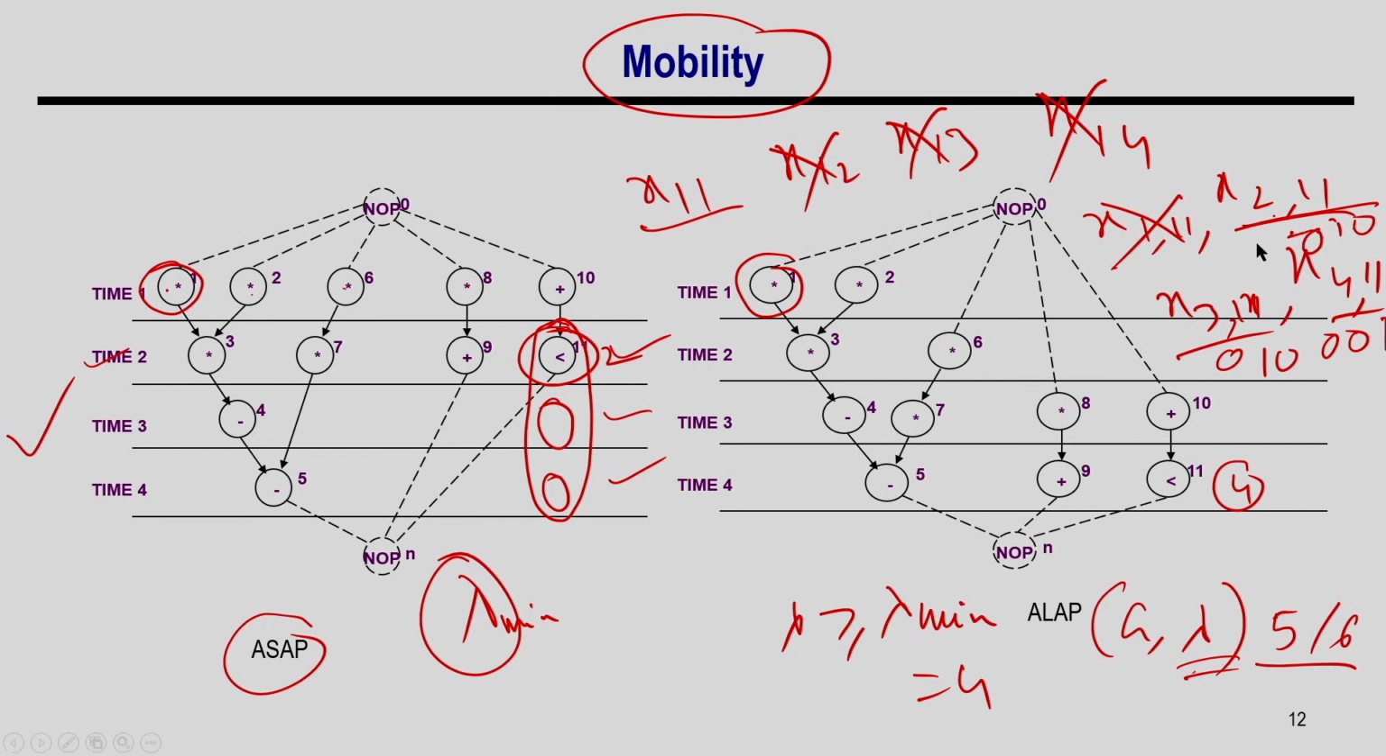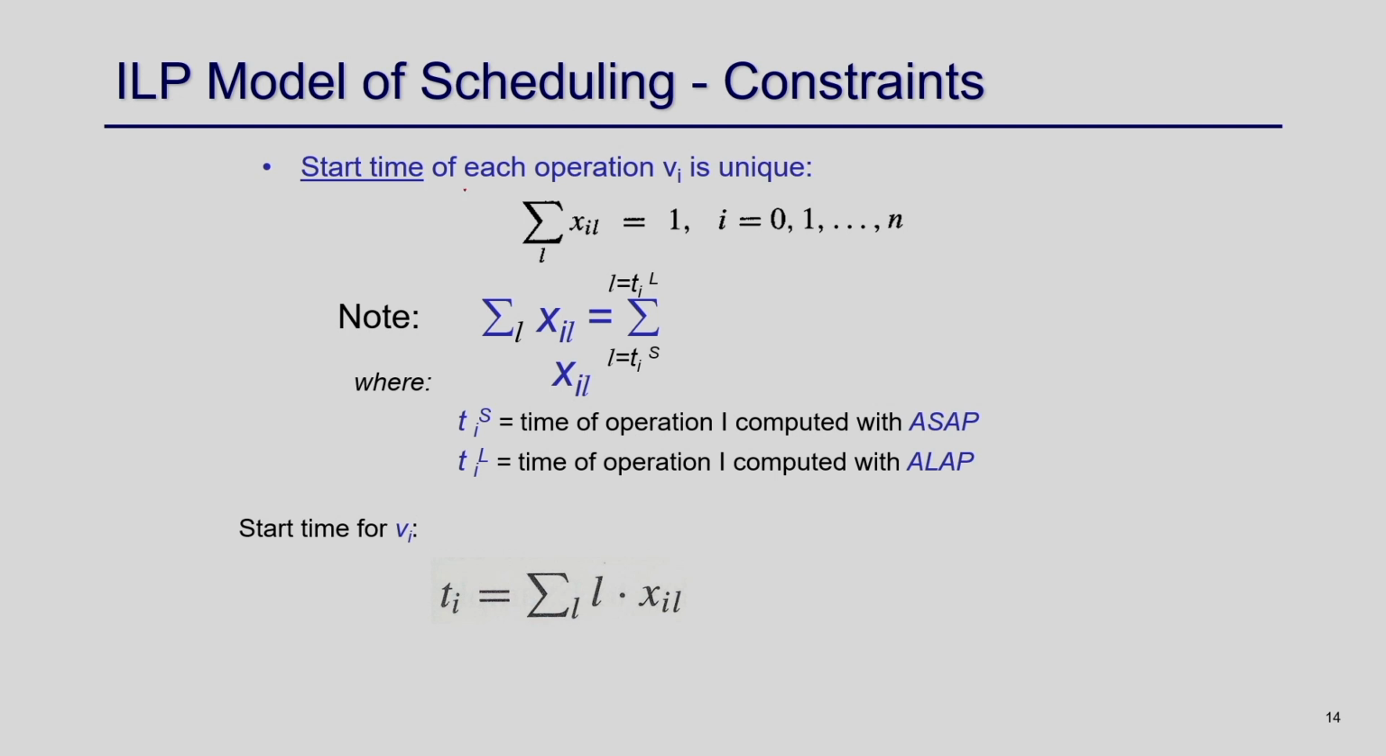So, it means that only one of the xil will be 1 for each variable. That means every operation has a unique start time. Although I have taken a few variables for each operation, only one of them will be 1, and that is given by this.